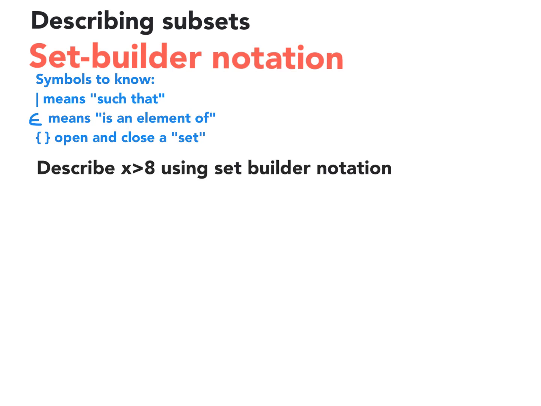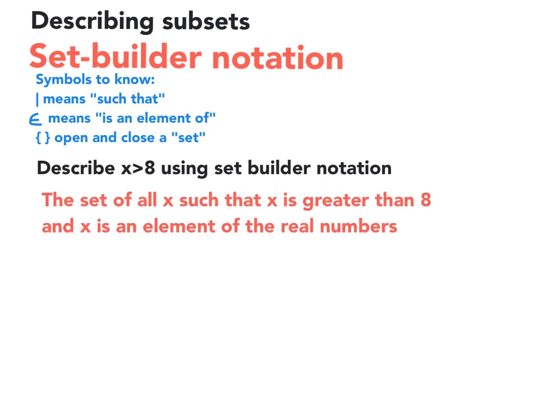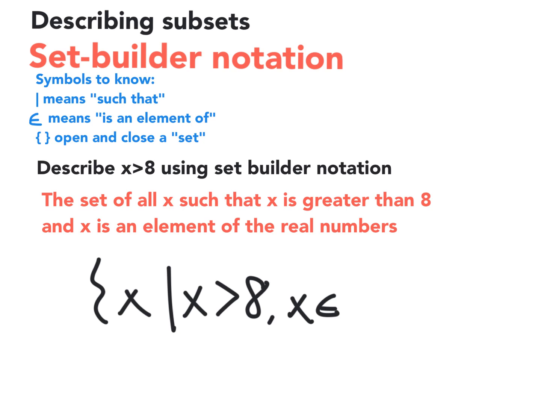Let's describe x is greater than 8 using set builder notation. You see, mathematicians have to be so specific. Just saying x is greater than 8, well, the long way of writing that is to say the set of all x such that x is greater than 8 and x is an element of the real numbers, because any number that's greater than 8 is going to be an element of the reals. So the way that we shorten this is we write this whole sentence just with some symbols.